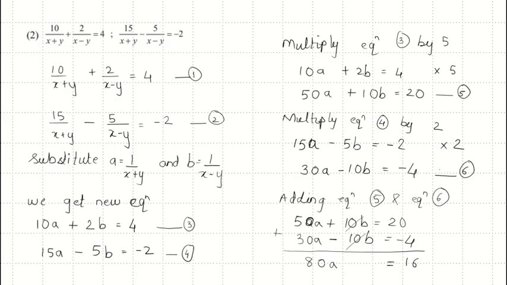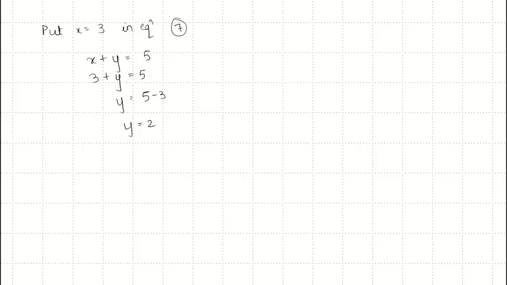So here put x is equal to 3 in equation 7. What is equation 7? x plus y is equal to 5. This is equation number 7. x is equal to 3, so 3 plus y is equal to 5. Therefore, y is equal to 5 minus 3. And here we got y is equal to 2. So now we were able to find value of x and y, where x is equal to 3 and y is equal to 2. This is the solution of given equations.